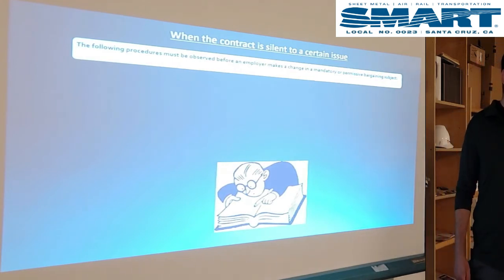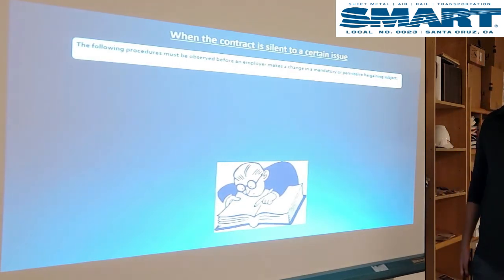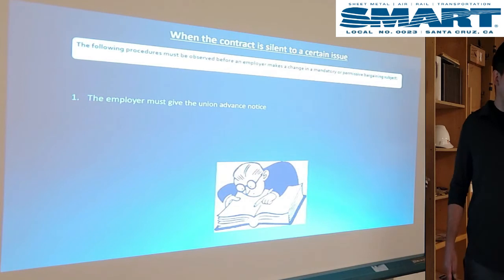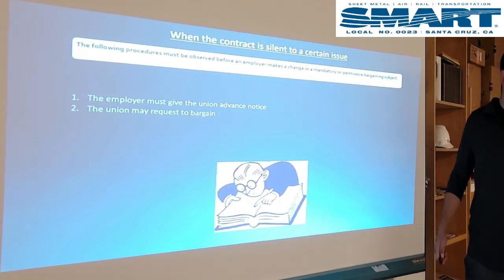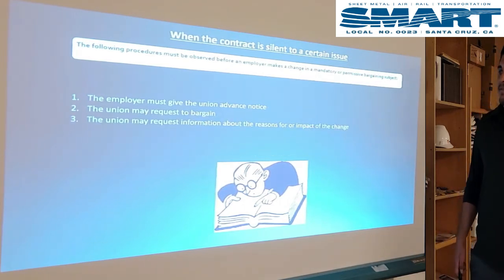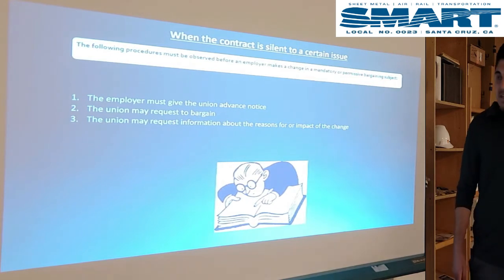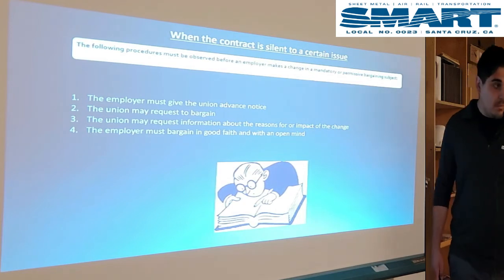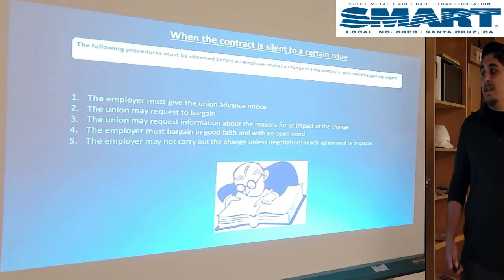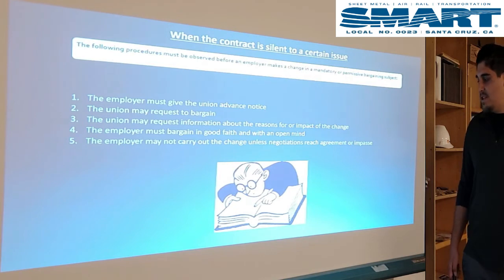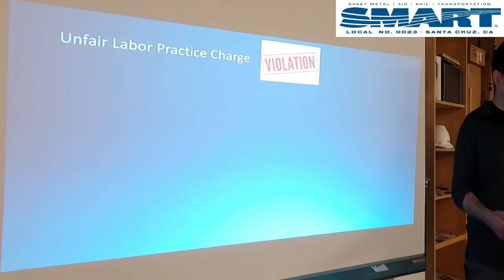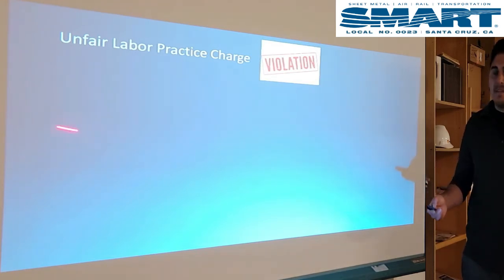So when a contract is silent to a certain issue, the following procedures must be observed before an employer makes a change in a mandatory or permissive subject of bargaining. The employer must give the union an advance notice. The union may request to bargain. The union may request information about reasons for the change, or the impact of the change. The employer must bargain in good faith with an open mind. The employer may not carry out the change unless negotiations reach an agreement or impasse. And if they don't follow those procedures, it leads to an unfair labor practice charge.